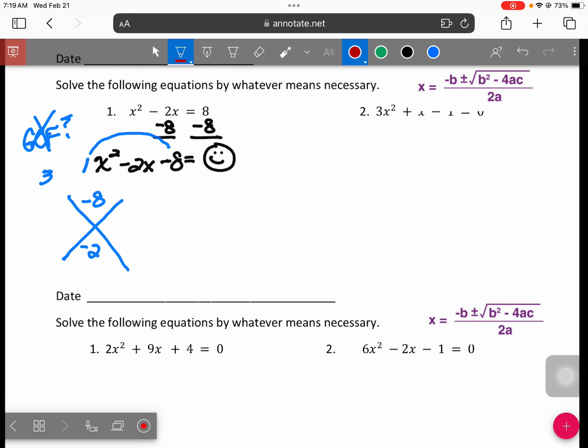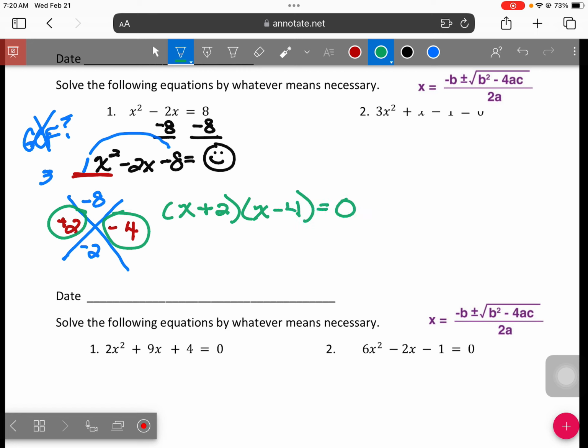What do you think? Negative 4 and positive 2. Does everybody agree with that? Yeah, 2 times negative 4 is negative 8, and 2 plus negative 4 is negative 2. Now, do you remember the shortcut I gave you? That when A is equal to 1, we can write these two as factors. So that means this is going to be x plus 2 times x minus 4 equals 0.